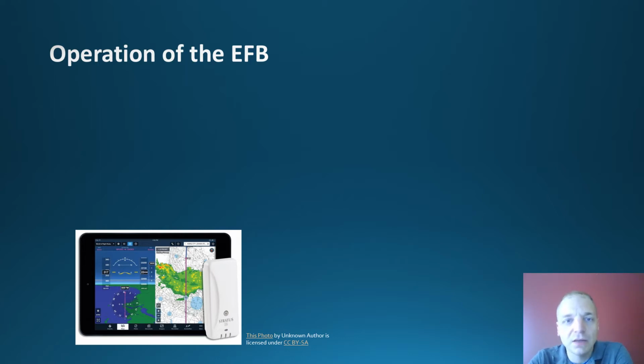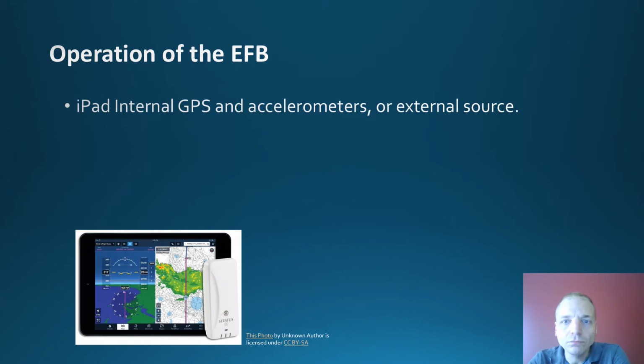If we just stick to the iPad and ForeFlight for the purpose of this demonstration, the iPad uses an internal GPS if it's properly equipped, and accelerometers that will help to determine pitch and roll for certain functions of the EFB. The internal GPS will give location, and there can be external sources, as we already went over.